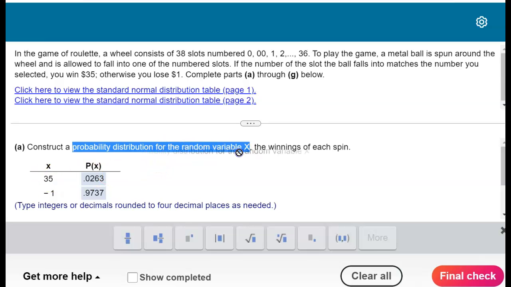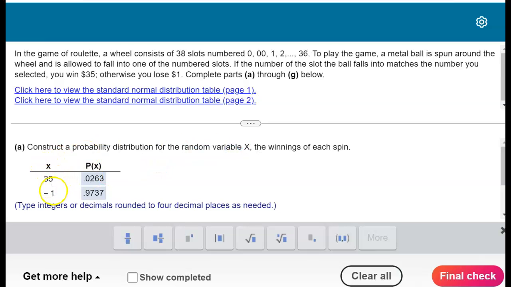So your random variable is the amount of money that you win or lose. And so you're trying to calculate what that probability is of winning $35 in a single spin. Well, that's 1 chance out of 38. So you just go into a calculator and you take 1 and you divide it by 38 and you get 0.0263. And since the probabilities have to add up to 1, you subtract that number from 1 to get 0.9737. So this is your probability distribution.